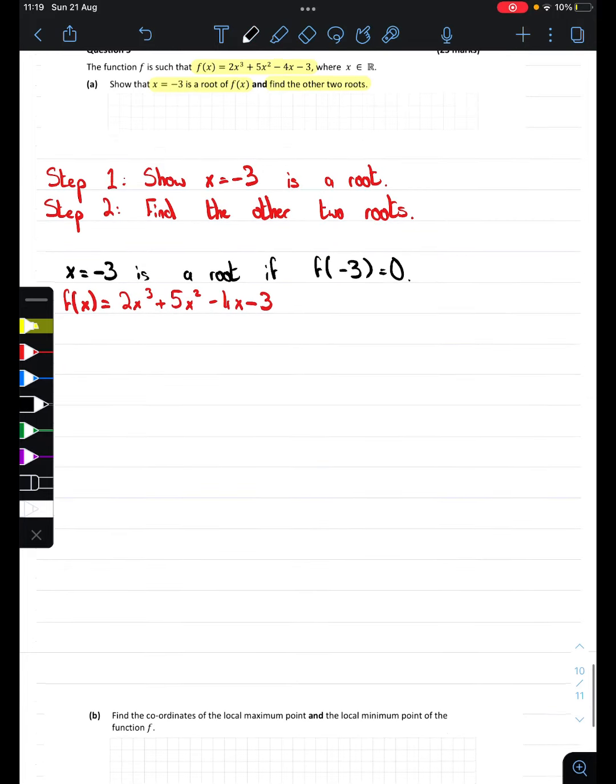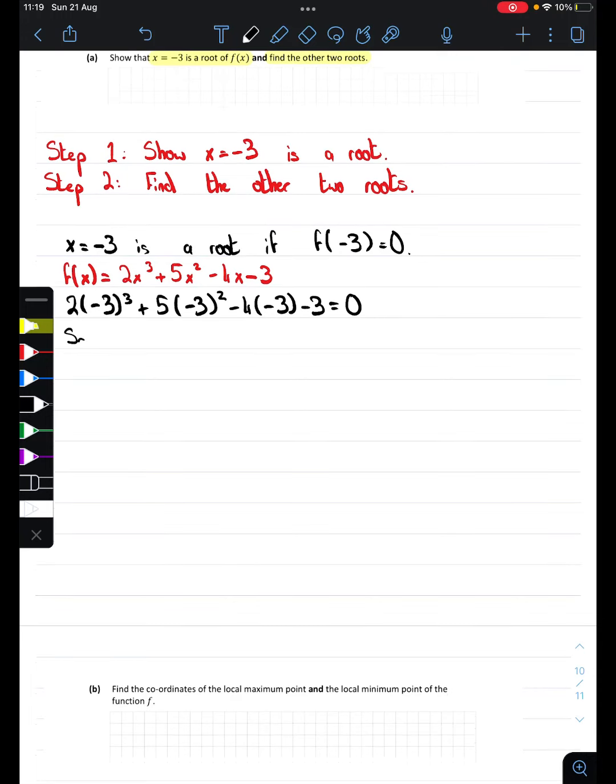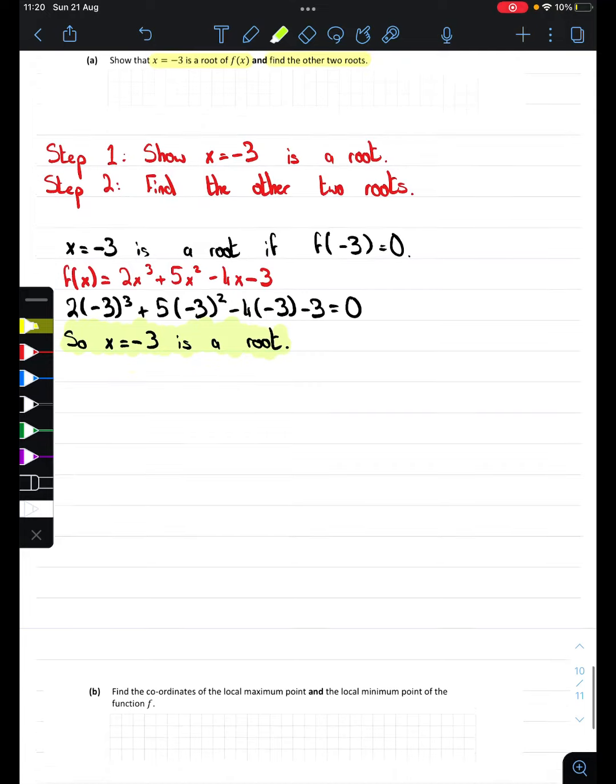And we want to see if we put minus 3 in for x, does it equal 0? So 2 by minus 3 cubed plus 5 by minus 3 squared minus 4 by minus 3 minus 3 equals 0. Okay, so x equals minus 3 is a root. Simple enough. Nice start to the question. And now we have to find the other two roots.